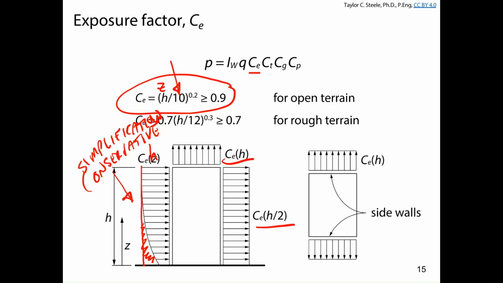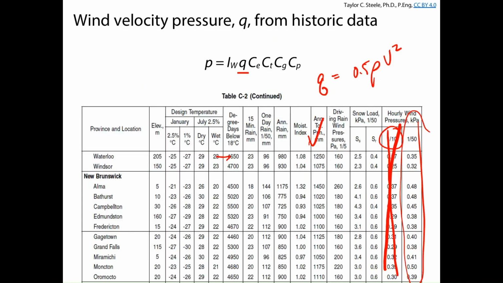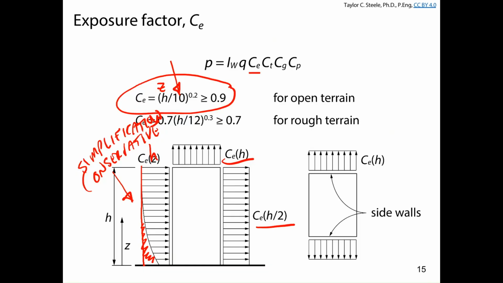Okay, does anyone have any questions about this velocity pressure, where you can find it, or the exposure factor, and why we use these calculations to figure out what the exposure to wind might be? Yep. So in the end, after we calculate all of these, do we put them together? We'll see. Okay, we'll get there.